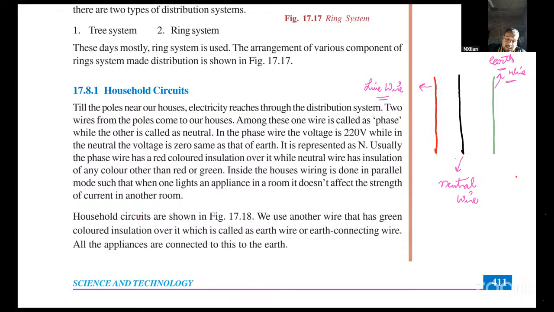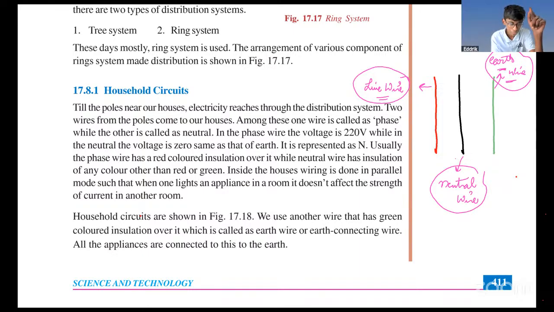Now, everyone, please pay attention. What is the use of the live wire, earth wire, and neutral wire? I told you electricity will only flow when the circuit is complete. If the circuit is not complete, the electricity will not flow. But sir, when electrons flow in one direction, electricity flows in the other direction.